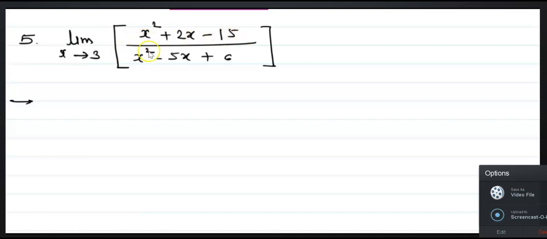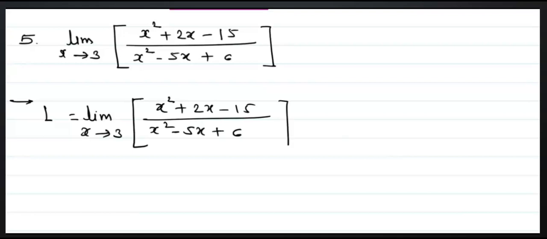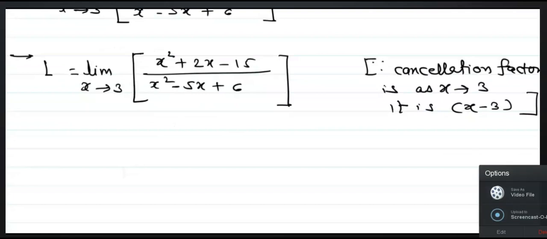What are the factors of this polynomial? The factors of the polynomial x square plus 2x minus 15 are x plus 5 in the first bracket and x minus 3 in the second bracket. And what are the factors of x square minus 5x plus 6? x minus 3 into, in brackets, x minus 2. Now see this here. Again I am writing here. Now next we will factorize this.